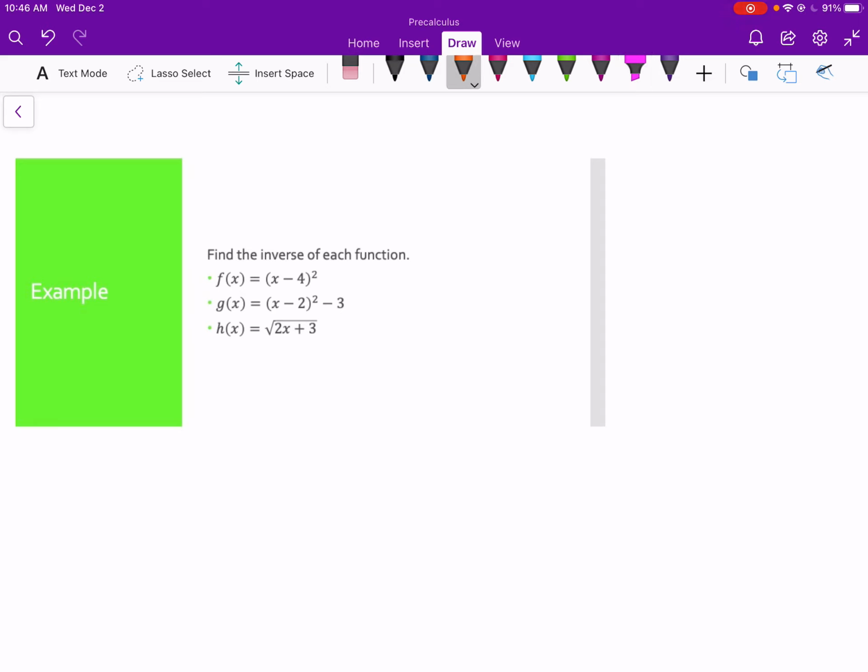Let's start with the first one, f. Remember, switch x and y, so x equals the quantity y minus 4 squared. Take the inverse, so we are trying to find y, so do the opposite. Remember, when you do a square root or a fourth root, then you have the plus or minus. Then we need to add 4 to both sides. So 4 plus or minus the square root of x is equal to y, which I'm going to replace with f inverse.